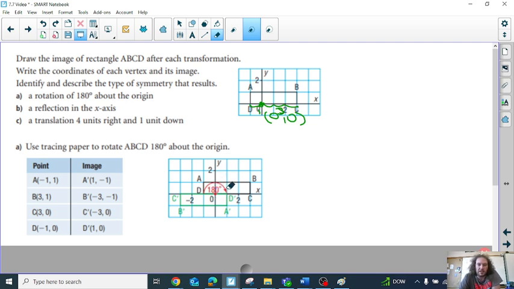If I want to rotate 180 degrees, all I really have to do is take the 4 points of my original shape and change their signs.